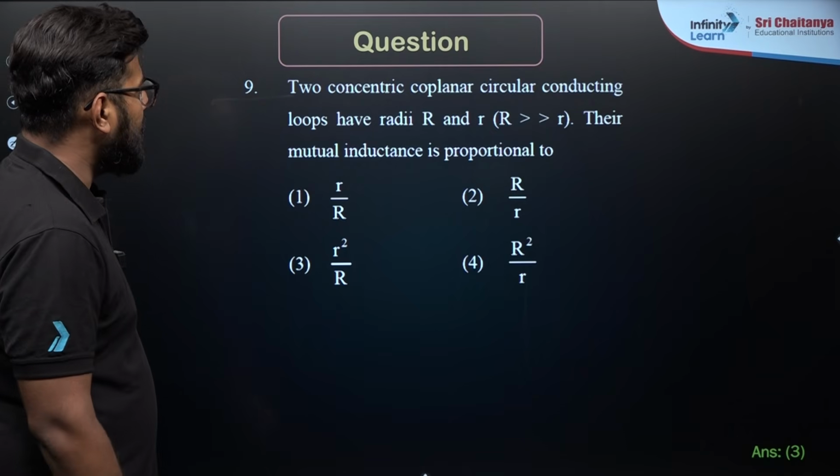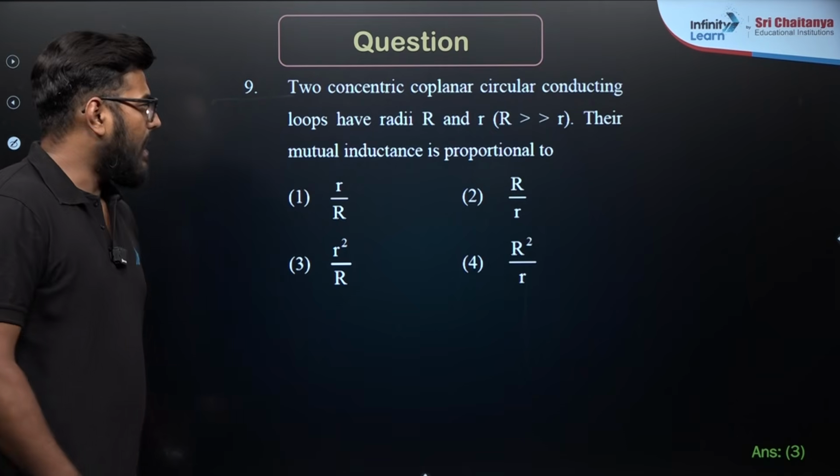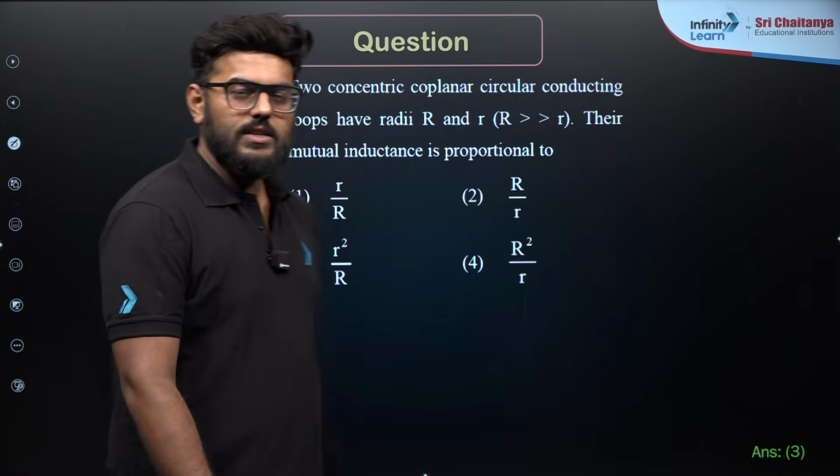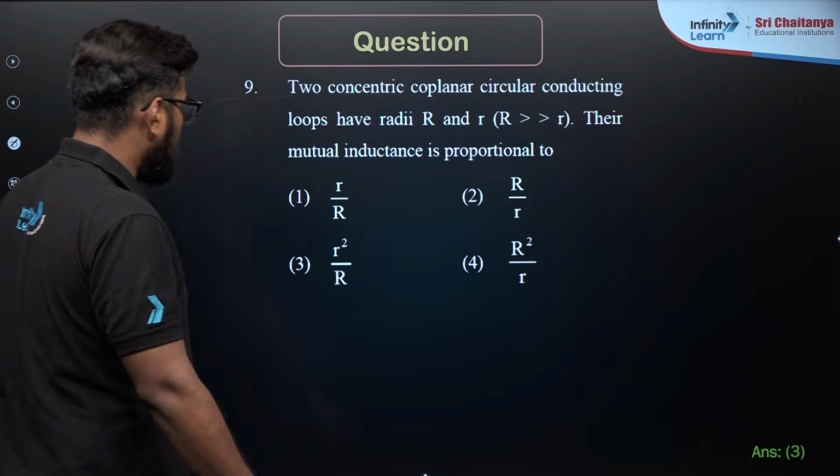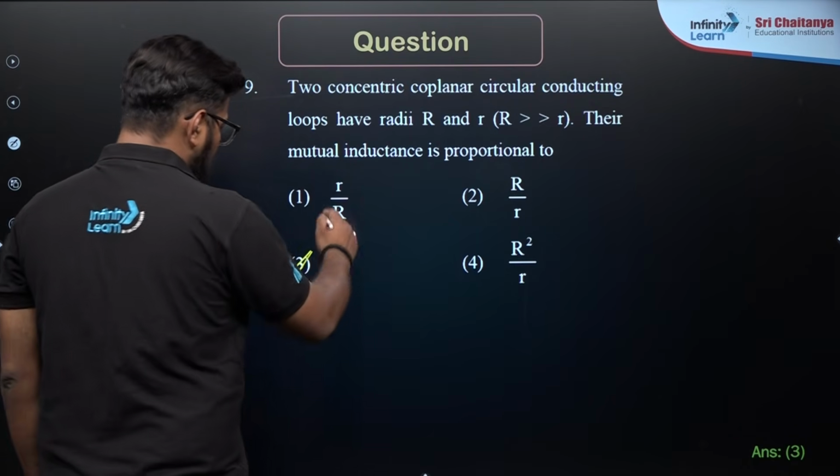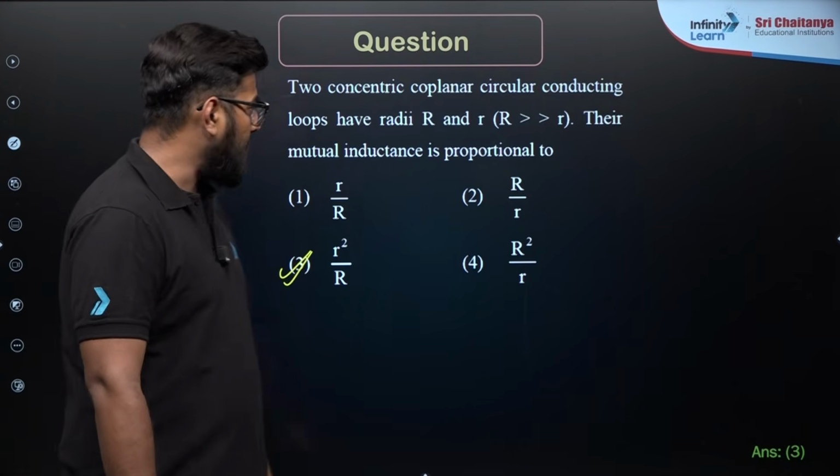Two concentric coplanar circular conducting loops have radii capital R and small r. Their mutual inductance is proportional to what? So what is going to be the mutual inductance proportional to? It's a standard value that will be directly proportional to r square upon capital R.